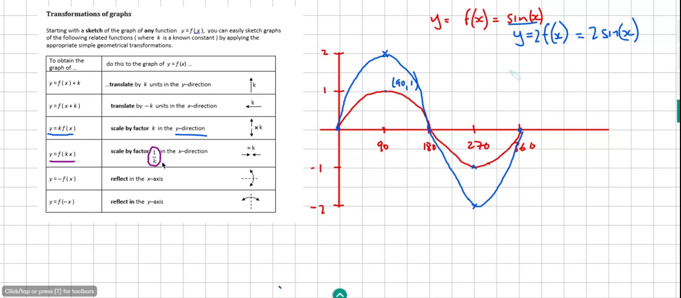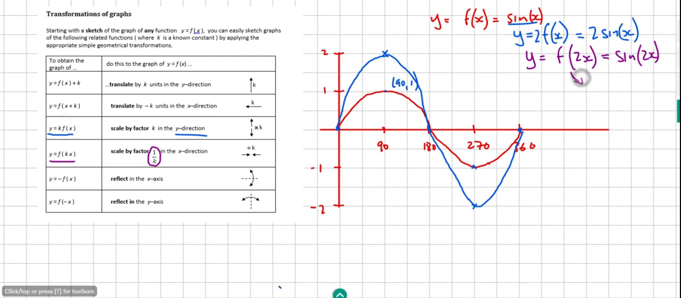So an example of that could be if I wanted to sketch the function y equals f of 2 times x. So in our case, that would be sine of 2x. So I'm going to again draw this on the same graph. And because this is going to be a scale factor of 1 over k in the x direction, and k is 2, that means we're halving every x coordinate.